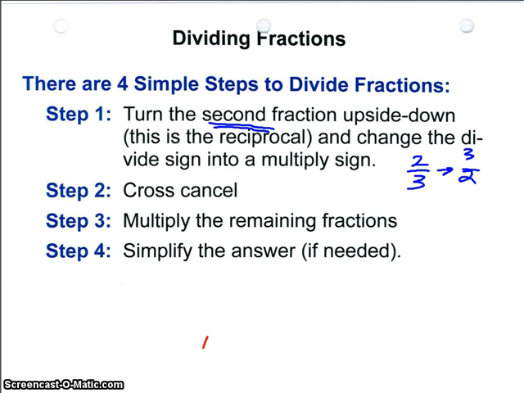And you learned in the video yesterday to do some cross-canceling. You're doing that to save you some steps. Then multiply your remaining fractions. Remember, you multiply the numerators together and you multiply the denominators. And always, Panthers, remember, all answers must be simplified for credit.